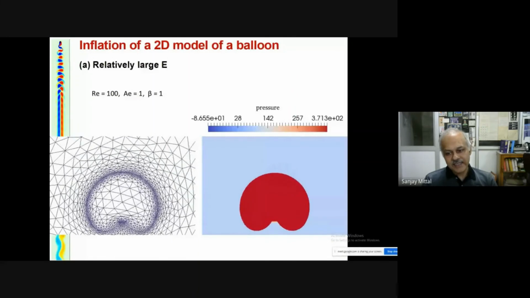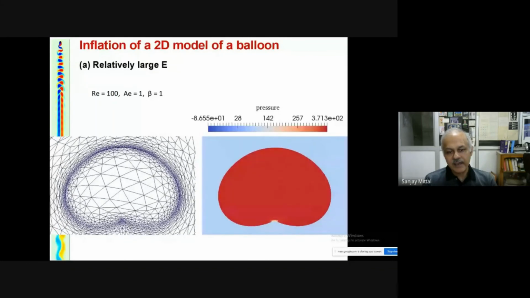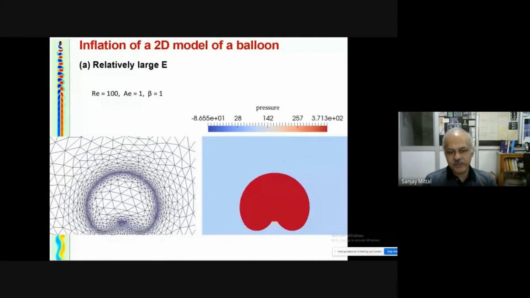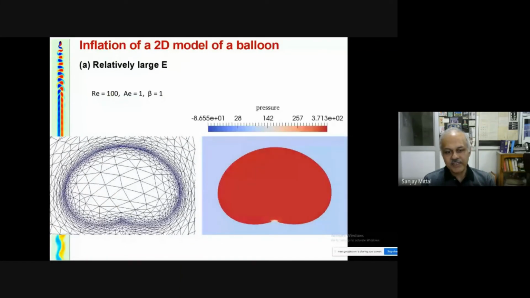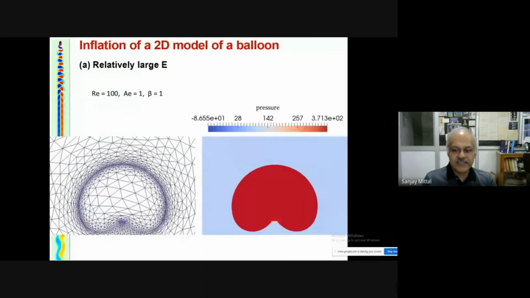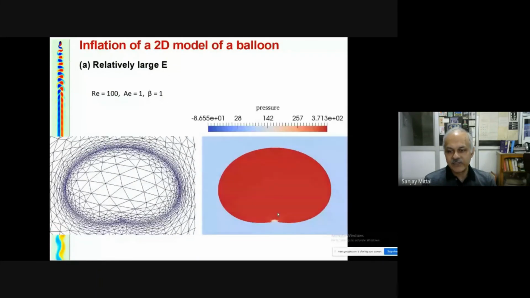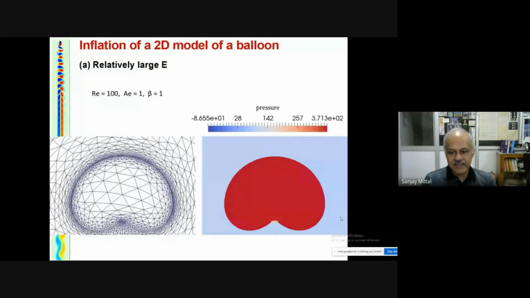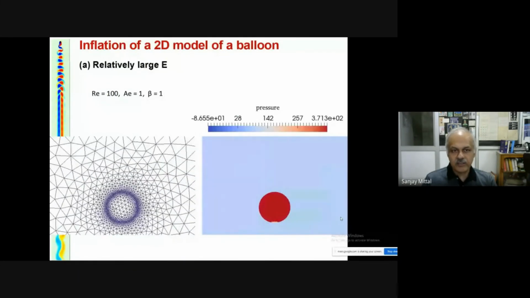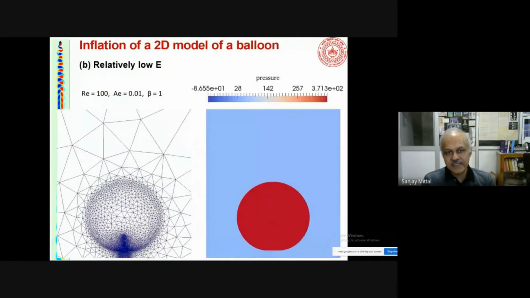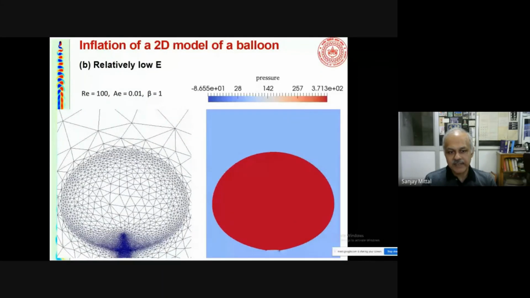So in the initial days when Furkan was setting up his filament code, this membrane code, we tried balloons. So we made a 2D model of a balloon just to test the mesh moving scheme, and if we can inflate this membrane. So this is a balloon with a very large modulus of elasticity, and then you get these oblate shapes in the horizontal direction. A little bit spherical, but now if you reduce the elasticity, then of course you get these longish balloons as expected.